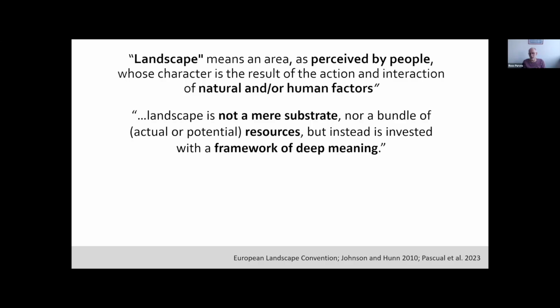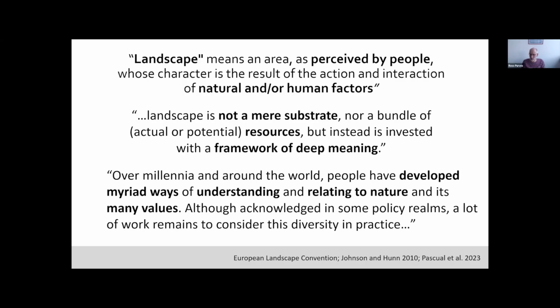If we look at some ethnological work, Johnson and Hoon said landscape isn't a mere substrate or a bundle of resources, but instead it's invested with a framework of deep meaning. So very important that landscapes have meaning to us in different sorts of ways. And if we look at Pascal and colleagues, who are very important in terms of things like ecosystem services and nature contributions to people, they talked about these different ways that people have understanding of nature and its many values.